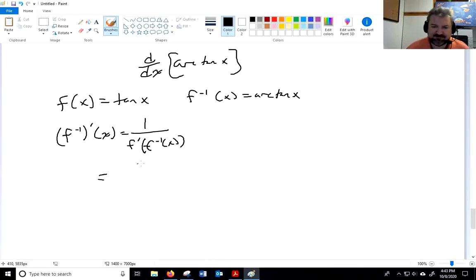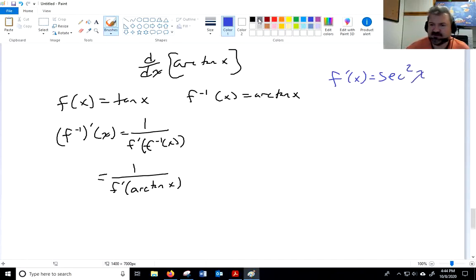So for us, that's 1 over f prime of f inverse, which here is arctangent, right? Well, what is f prime? If f is tangent of x, then f prime of x is the derivative of tangent, which is secant squared. Remember that arctangent formula didn't have a square root in it. All right, it makes sense, doesn't it? So this is going to be 1 over secant squared of arctangent of x.